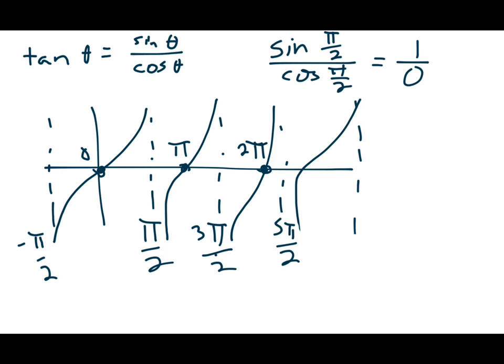Okay? So it has a lot of asymptotes. Basically, you can't take tangent of any 90 degree, 270 degree, anything on that vertical axis there. Okay?